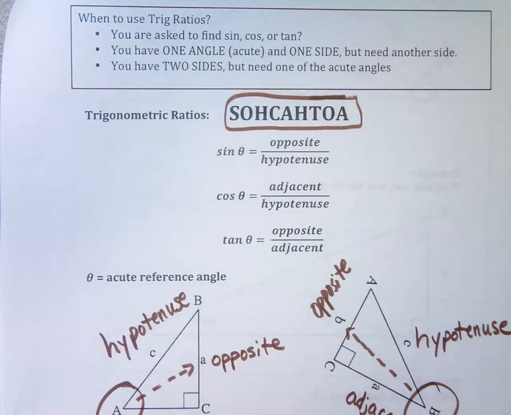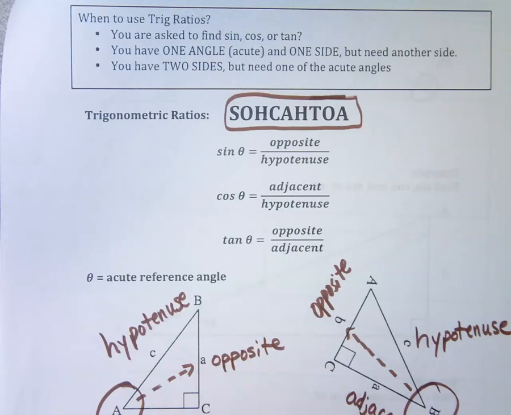This is a memory device. We say it SohCahToa. This is what sine is defined to be. Sine is defined to be opposite over hypotenuse. That's a memory device. Sine is opposite over hypotenuse. That's what it says here.